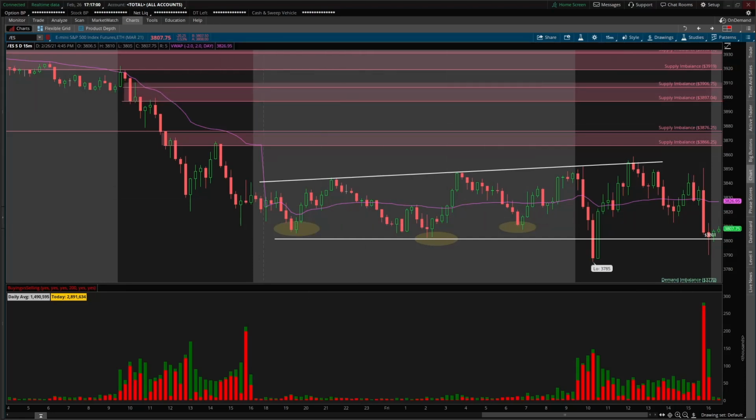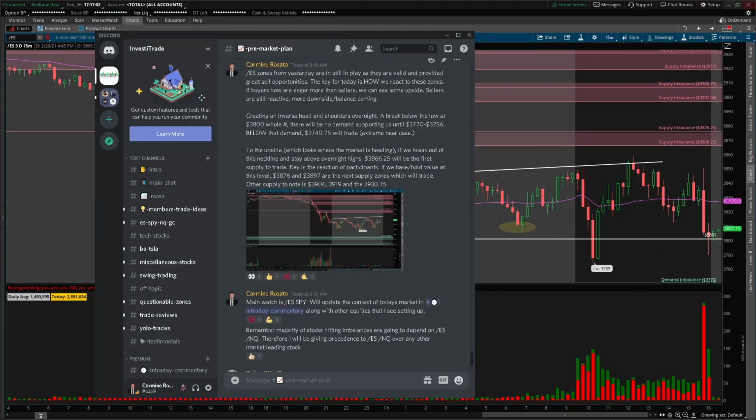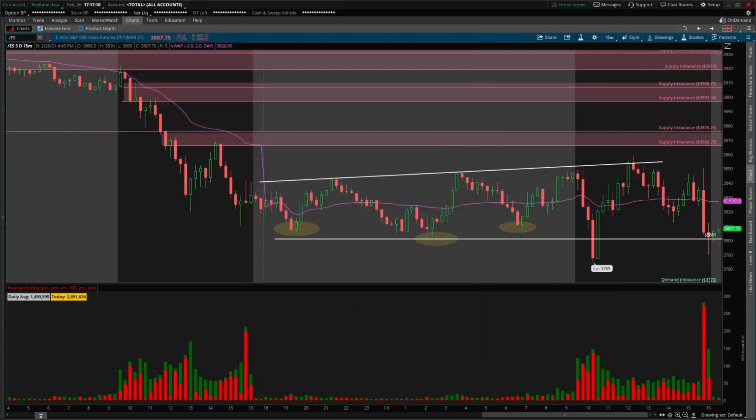And today on the S&P 500 on Friday, no imbalances triggered. We did have a pre-market plan though. We were forming an inverse head and shoulders overnight. A break below the low at 3,800 whole number. There's really no demand supporting us until the 3,770 to 3,756. Obviously, no supply zones up here triggered, so there was no valid trade from a supply zone rejection.